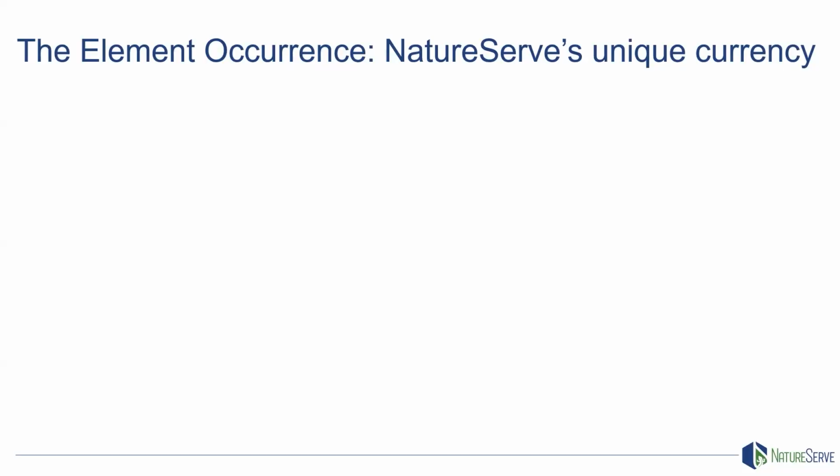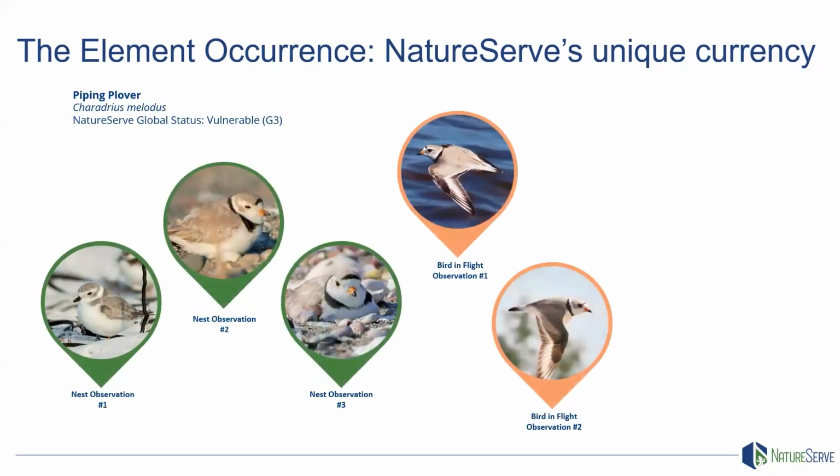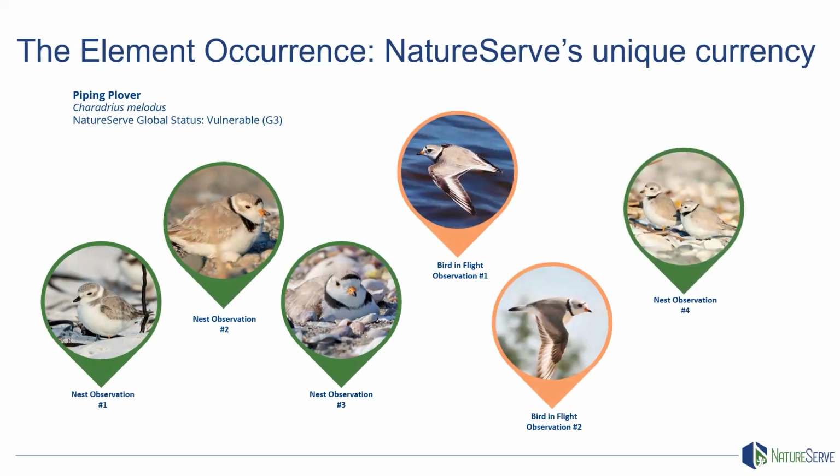The element occurrence is a unique concept that was developed by NatureServe and our network programs in the 1970s. Element occurrences have observations at their root, but not all observations are appropriate for the development of an EO. In this slide, you see this illustrated for the piping plover. A species biologist walking along a stretch of Virginia coastline documents 6 observations of the piping plover, but only 4 of these observations are suitable for the creation of an element occurrence, and I will explain why.